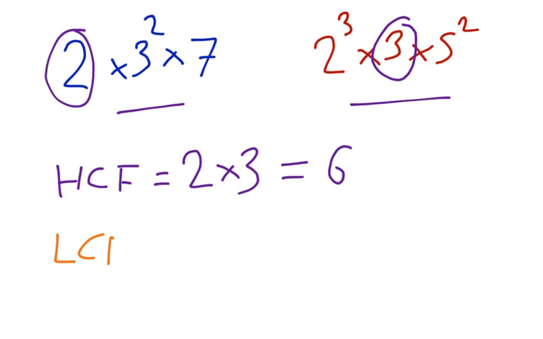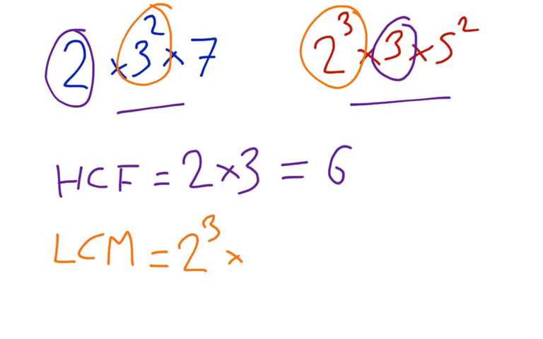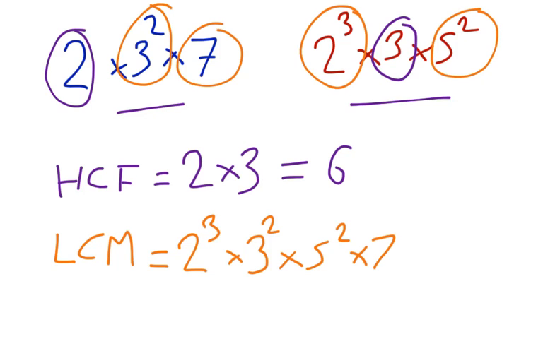Now for the lowest common multiple, we're looking for the highest powers. So the highest power of 2 that appears is 2 cubed. So that goes into our calculation. Our highest power of 3 that appears is 3 squared. Our highest power of 5 that appears is 5 squared. And our highest power of 7 that appears is 7. And when we calculate that, we get a lowest common multiple of 12,600.